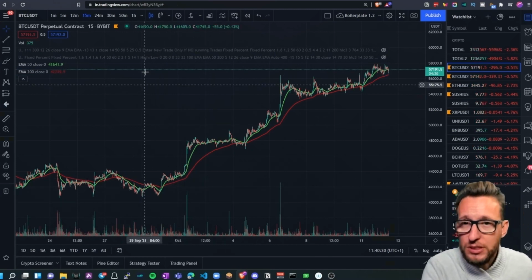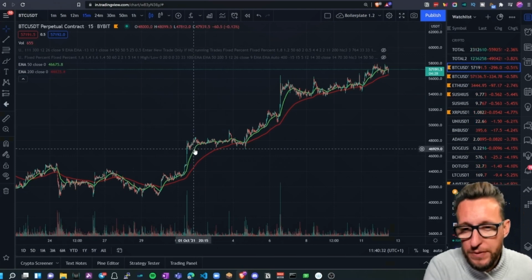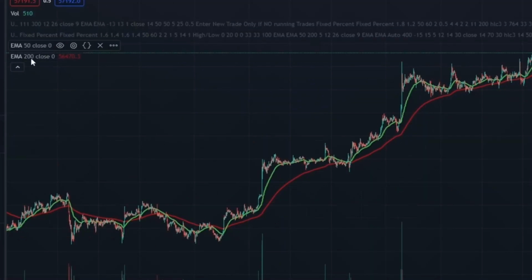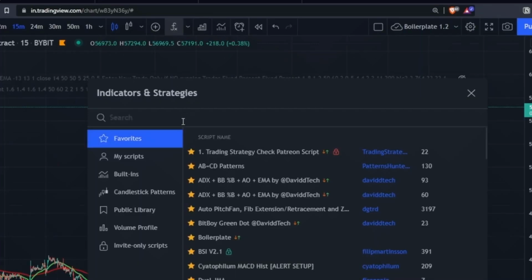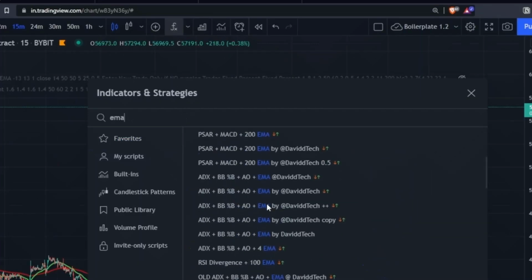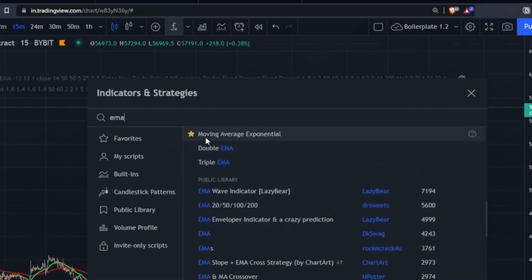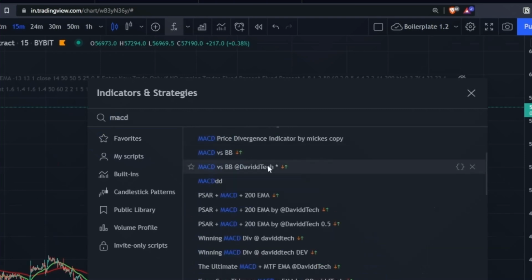Right. Joel's strategy was configured with two EMAs, which are EMA 50 and 200. If you don't know how to add them, you press the F button up here and write EMAs. You scroll down and it will say Moving Average Exponential. You add that twice, and then we're also going to add a MACD.